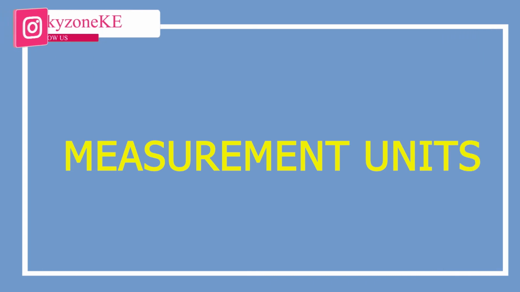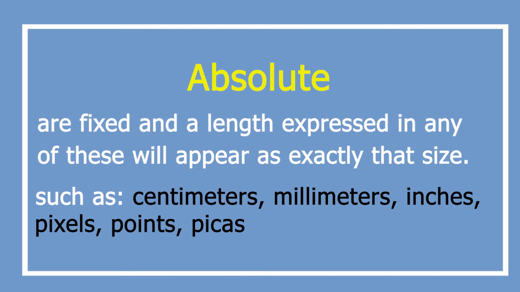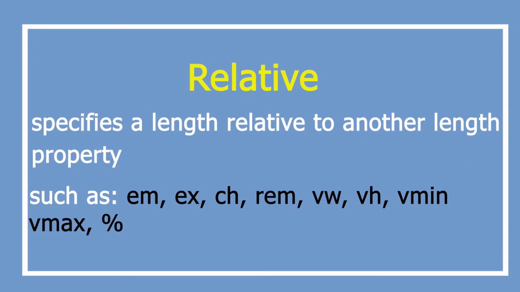Now in this episode, we are going to talk about measurement units in CSS. CSS allows different types of measurement units. These can be absolute, such as pixels, points, centimeters and all that, or they can be relative, such as a percentage or EM. They are called EM units, which always refer relative to a certain value.